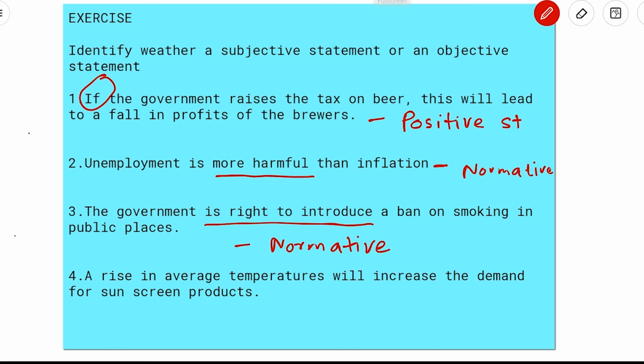Here we have the ability to test whether the demand for sunscreen products increases when the average temperature rises more than a certain number of degrees. Something you can test is known as a positive statement.